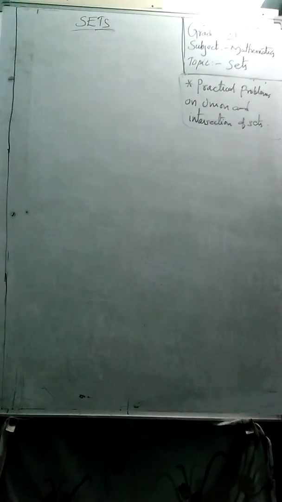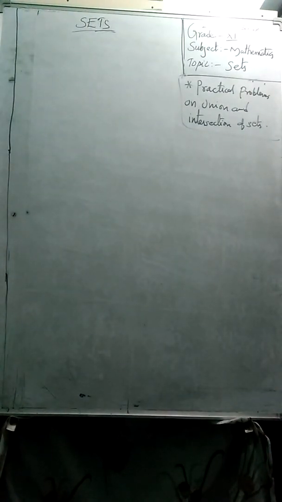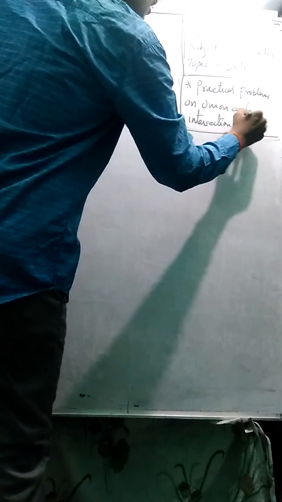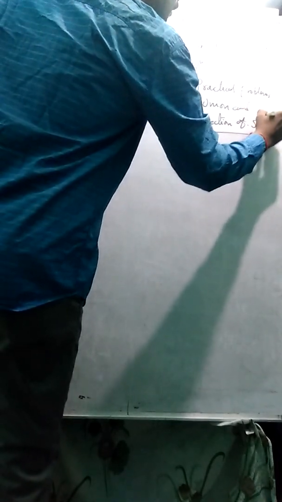In previous classes, we have done different problems on sets, different models on sets as well as applications on properties of sets, different types of sets, applications on union and intersection of sets, complement of sets, and different models on complement of sets, as well as we discussed De Morgan laws. We have done some applications on De Morgan laws. Double complement of a given set is done. Now today we will discuss practical problems on union and intersection of sets.